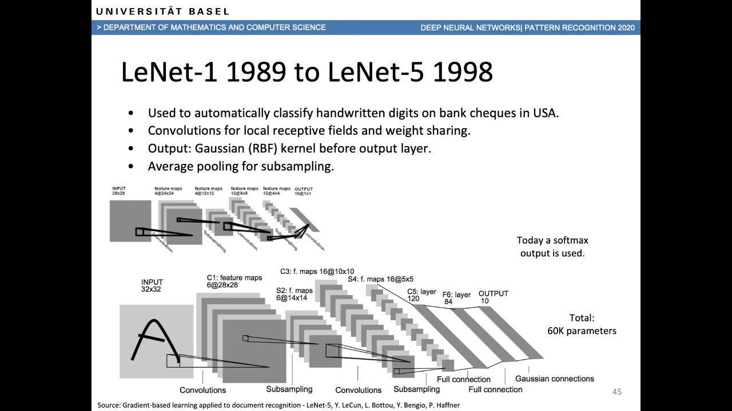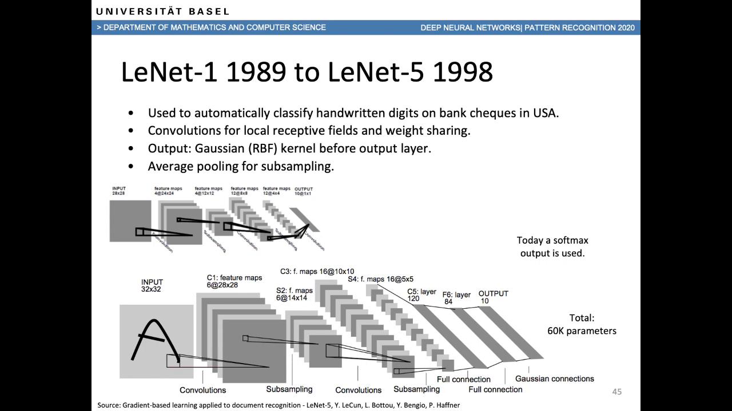The first convolutional network we'll be looking at is LeNet, and the first version of this network was introduced in 1989, and the latest version, LeNet-5, from 1998. This network was used to automatically classify handwritten digits on bank checks in the US. One of the main ideas behind this work was to use convolution for local receptive fields and weight sharing. So exactly what we know about convolutional neural networks today.